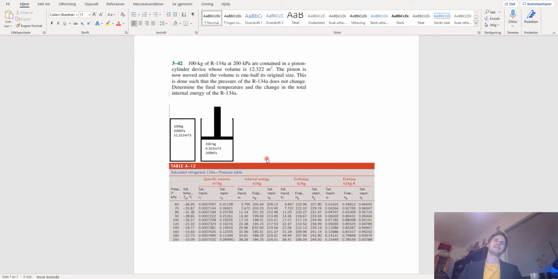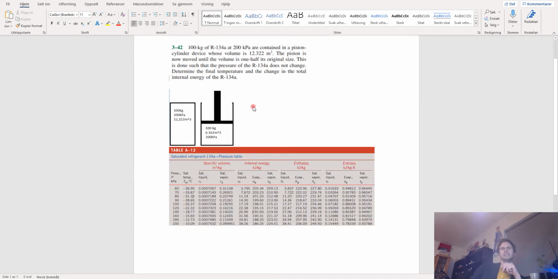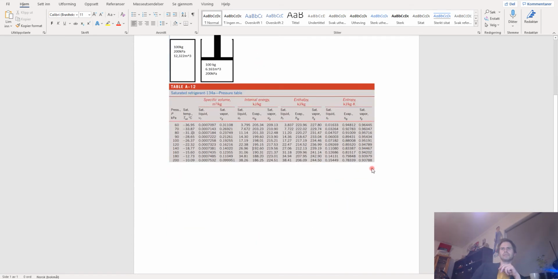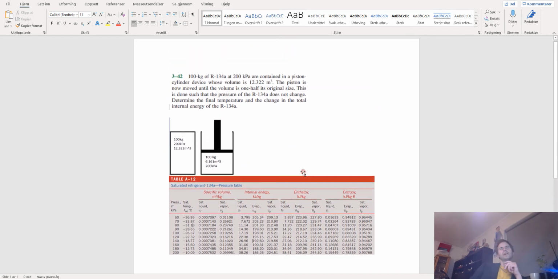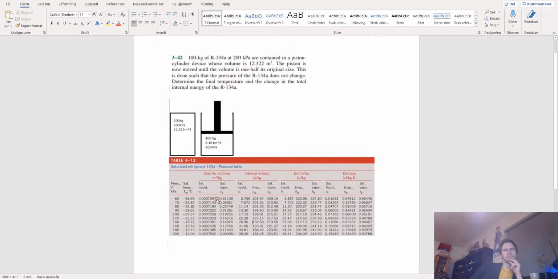Then the piston is pushing the liquid down, so it becomes half the size, so half the volume, in stage 2. The pressure does not change in that stage. Determine the final pressure and the change in the total internal energy. What do we look for? Okay, so we must have some information in this.